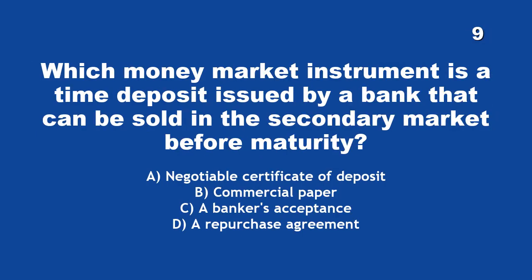Which money market instrument is a time deposit issued by a bank that can be sold in the secondary market before maturity? Option A, negotiable certificate of deposit. Option B, commercial paper. Option C, a banker's acceptance. Option D, a repurchase agreement. The correct answer is A, negotiable certificate of deposit.